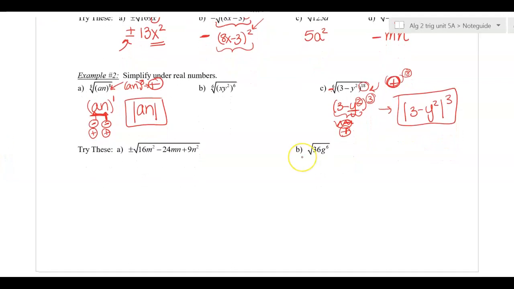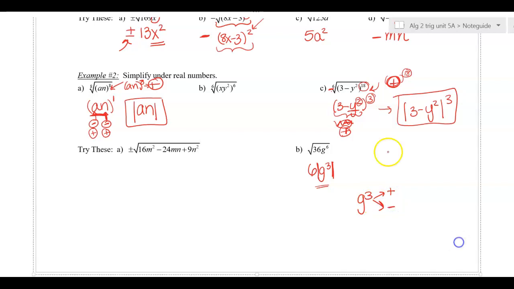I'm going to go down to these other try these here. I'm actually going to start with part B. So the square root of 36 is 6, and the square root of g to the 6th is g cubed. And here I would want absolute value bars because g cubed, when I think about that by itself, there's ways for me to pick numbers for g that could be positive or negative. But in the original problem, it was a g to the 6th, which would only be positive, and I have to make sure I don't end up with that negative there and give it extra values. That's why I'm including the absolute value bars.